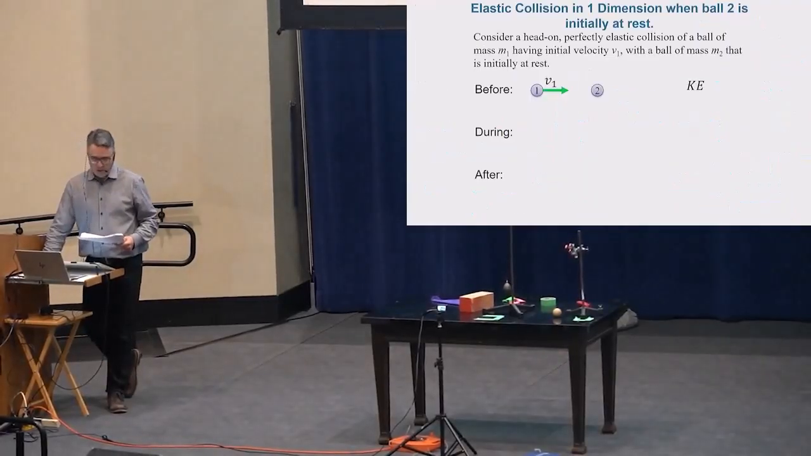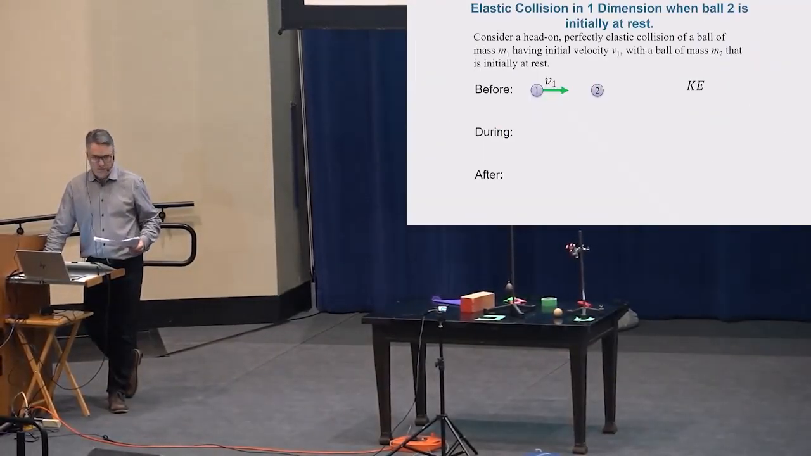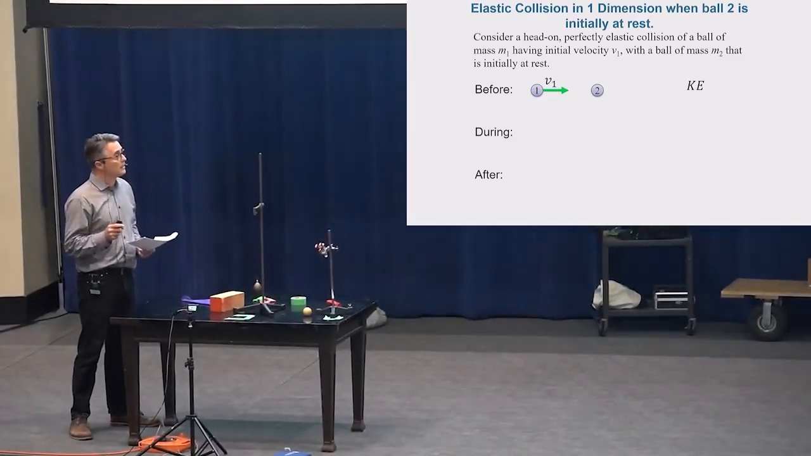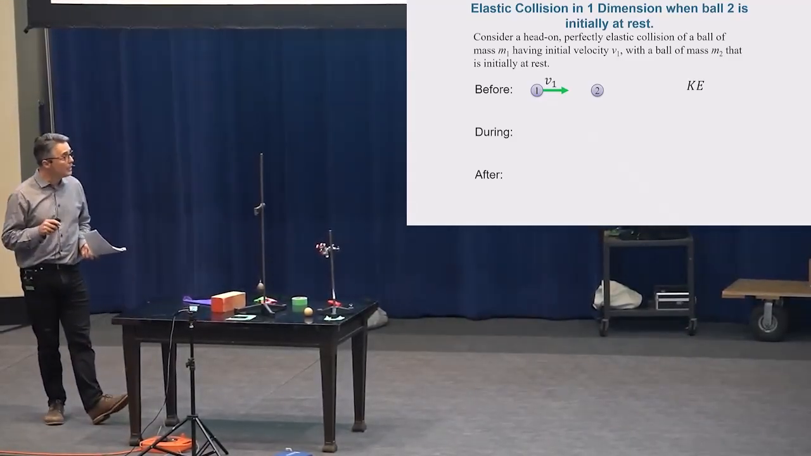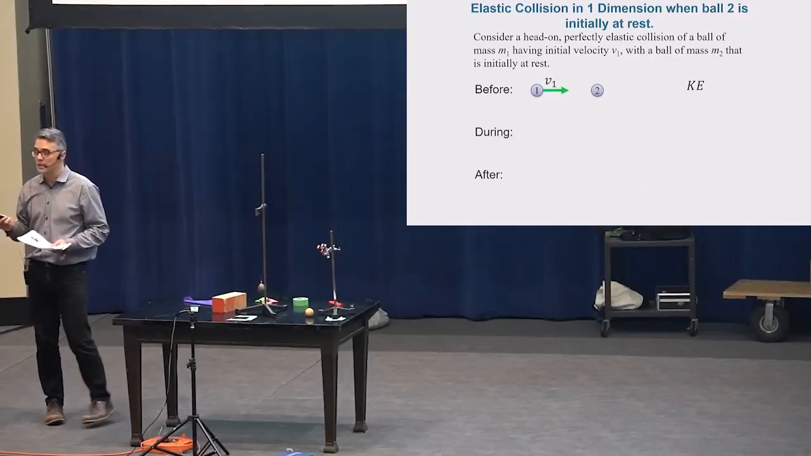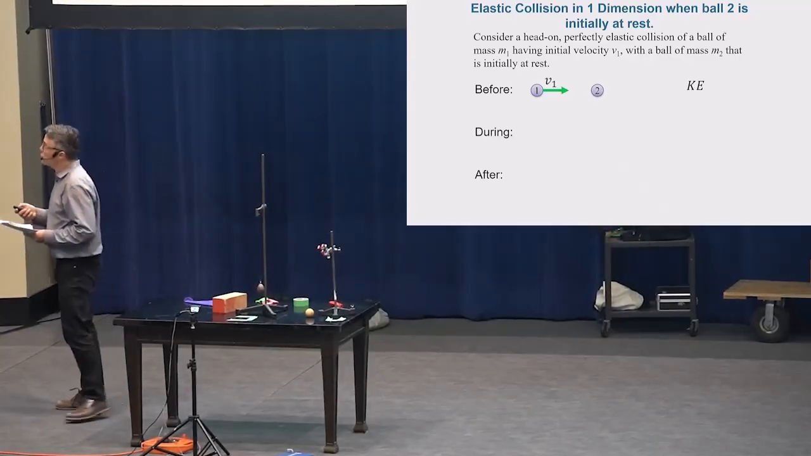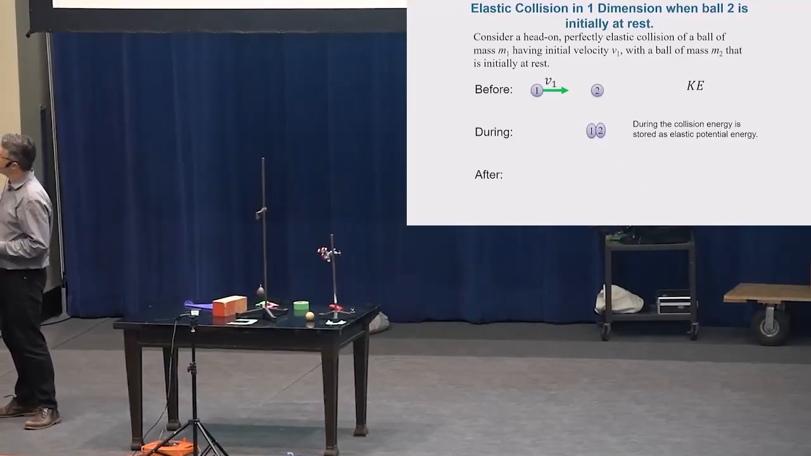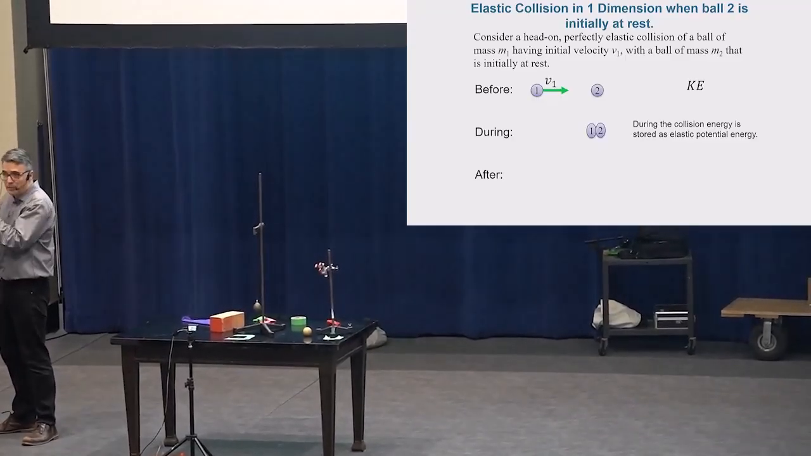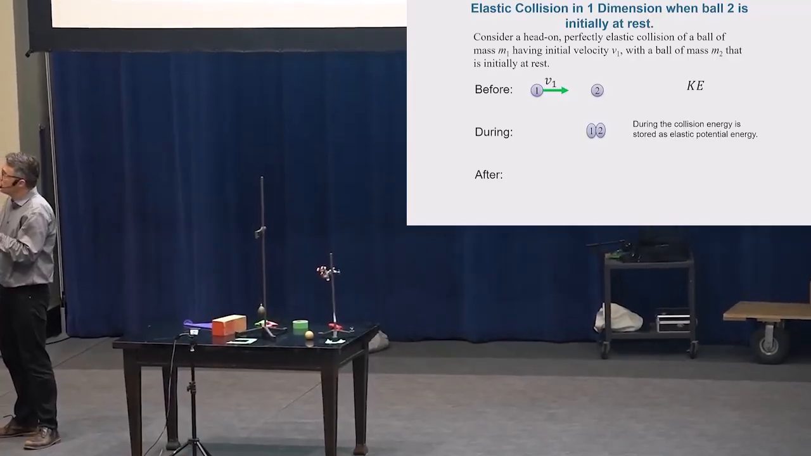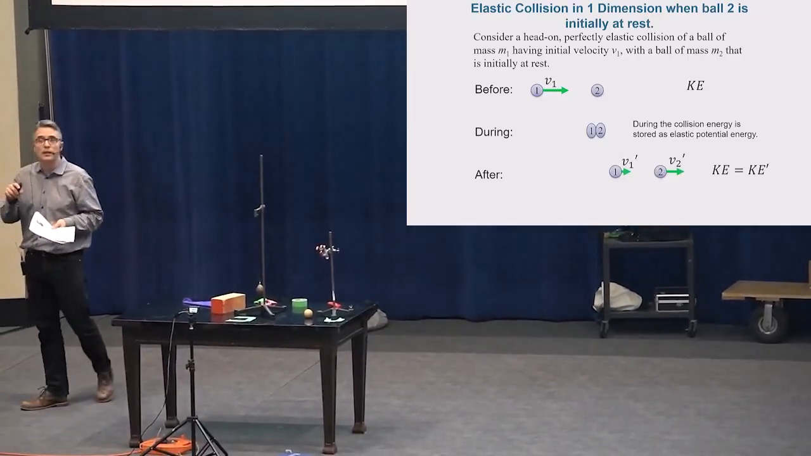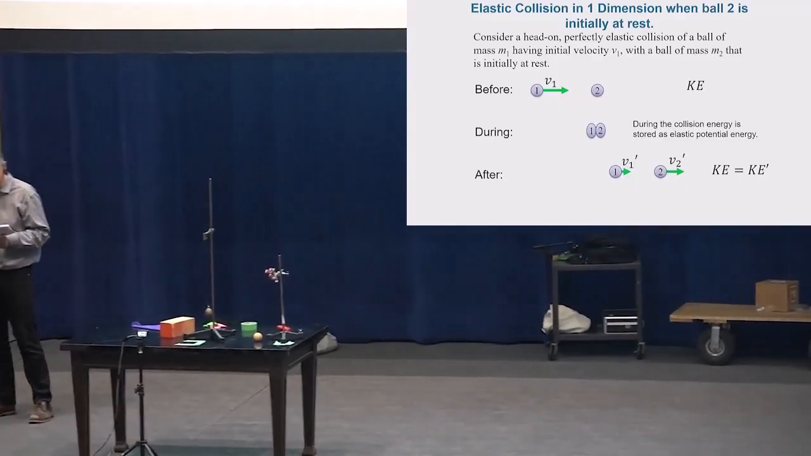So there's the one-dimensional and the two-dimensional. I'm just going to do the one-dimensional today. Consider a head-on, perfectly elastic collision of a ball of mass m1 having initial velocity v1 with a ball of mass m2 that is initially at rest. So there'll be some collision, and during the collision there might be some energy stored as elastic potential energy, but then all of it gets converted back to kinetic. So kinetic final is the same as kinetic initial.